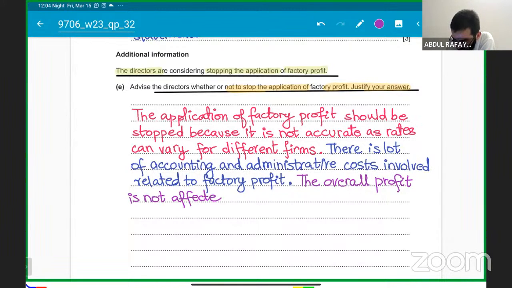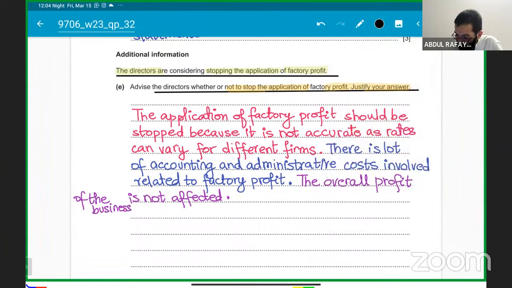So ये बहुत एक important point है कि आप ये भी लिख सकते हैं कि इसको stop करने का एक reason ये हो सकता है because the overall profit of the business वो basically affected नहीं होता. The overall profit of the business is not affected. Okay. Now अब इसके पॉइंट्स ही लिखने, रेड ब्लू और पर्पल में से दो पॉइंट्स लिखिएगा.